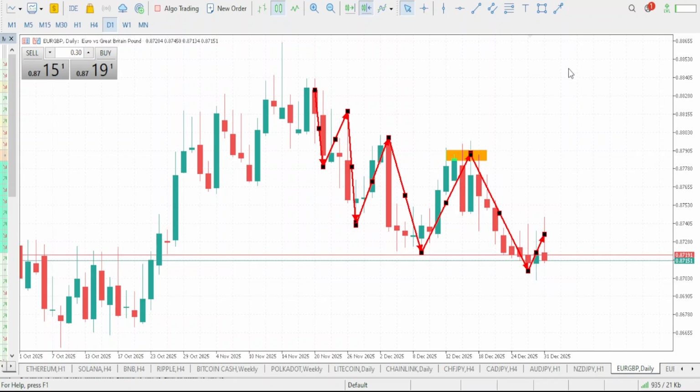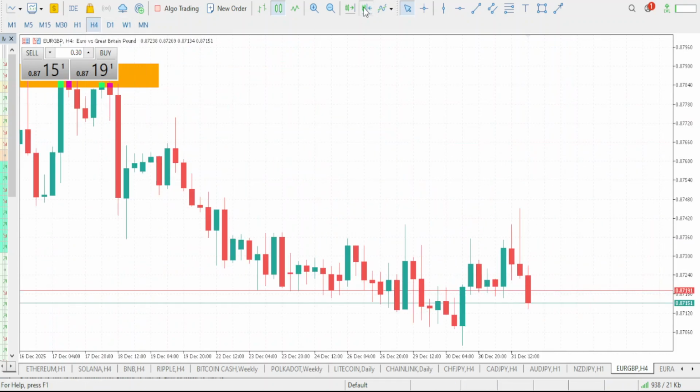So, with this movement, we should be expecting Euro GBP to drop again to form a new lower low. So, another drop to form a new lower low is what we will be expecting next on Euro GBP. Now let's go down to the lower time frame.